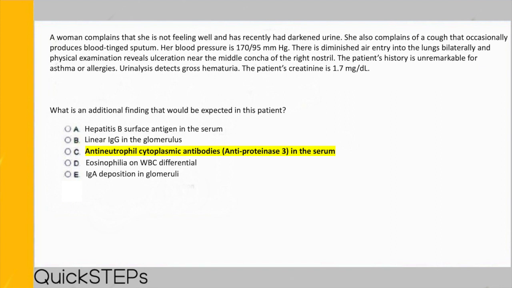Then choice E, IgA deposition in the glomeruli. Well, that's just talking about IgA nephropathy, or Henoch-Schönlein purpura also, which is associated with Berger's disease, which is IgA nephropathy. But that would only affect the kidneys. You might have a bit of a rash if it's full-blown Henoch-Schönlein purpura, but there's no pulmonary or nasopharyngeal passageway symptomatology. So the answer choice is C, anti-neutrophil cytoplasmic antibodies.